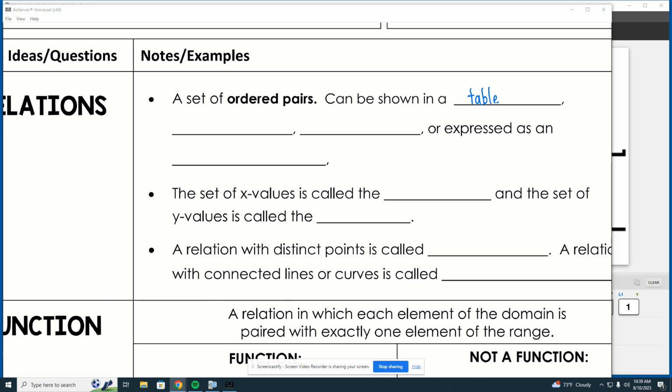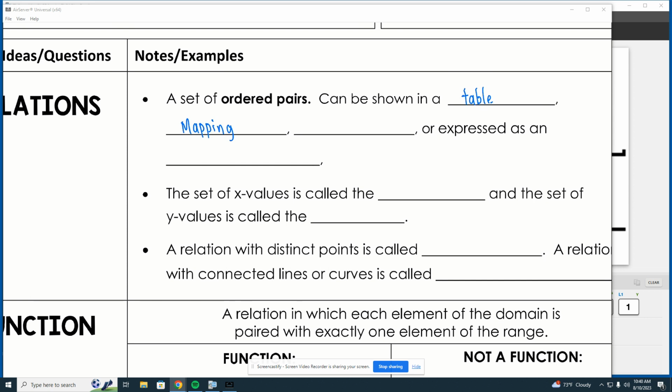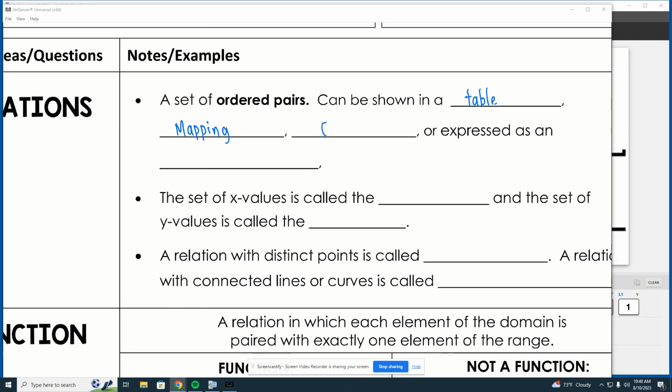Sometimes those tables are horizontal. If the tables are horizontal, where will X be? On top, and the range or the Y will be on the bottom. So you're going to see tables. One that you're probably not as familiar with is a mapping. If you don't know what a mapping looks like, turn your note page over and look at number 5 and 6. That's a mapping. Probably my favorite one because they're so easy to distinguish. Sometimes you'll see these relations organized as a mapping. Sometimes you're going to see them on a graph.